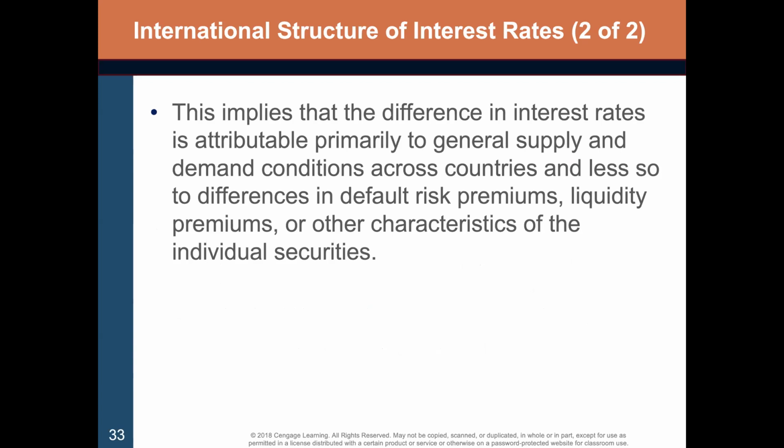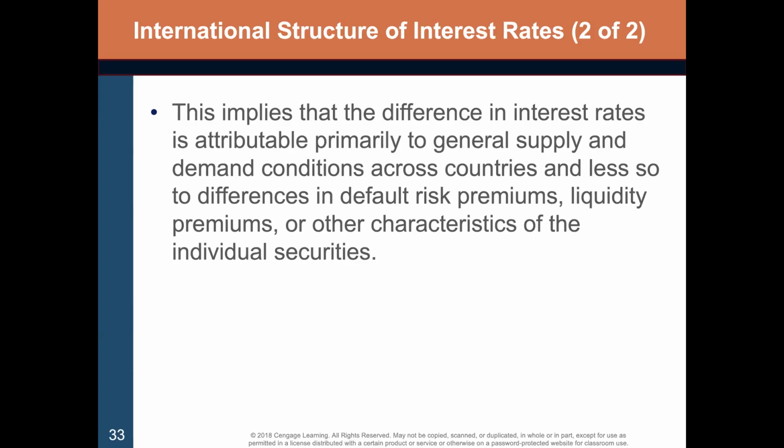This implies that the difference in interest rates is attributable primarily to general supply and demand conditions, as we looked at in lecture 2 with the loanable funds theory. So these differences are attributed to supply and demand conditions across countries, and less so to differences in default risk premiums, liquidity premiums, or other characteristics of the individual securities.